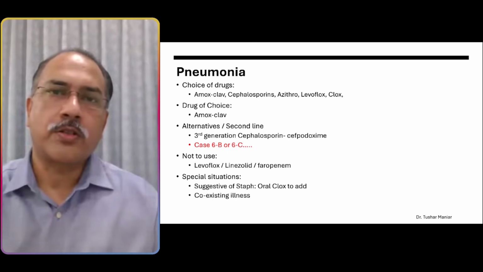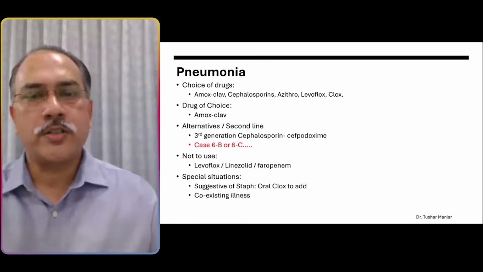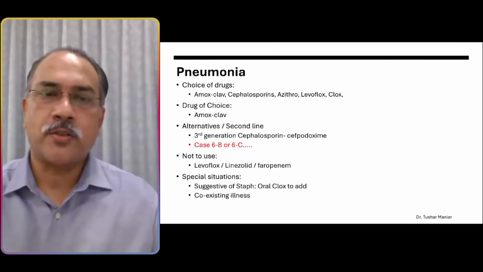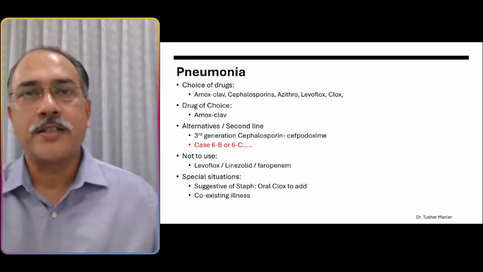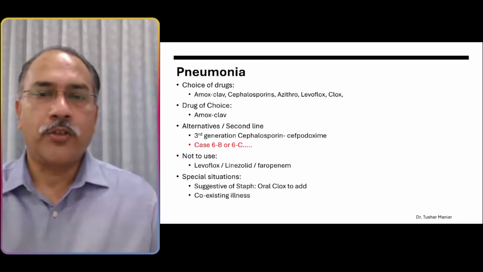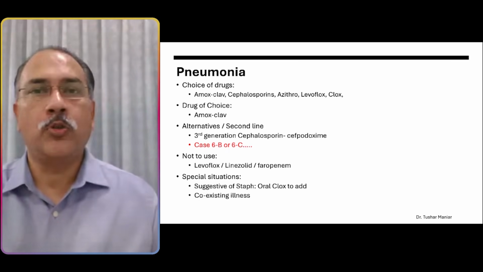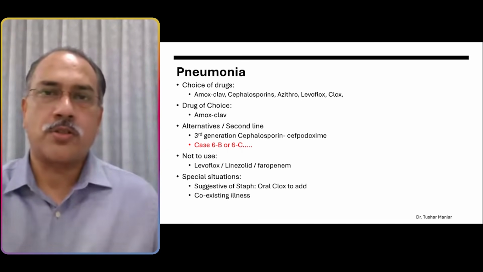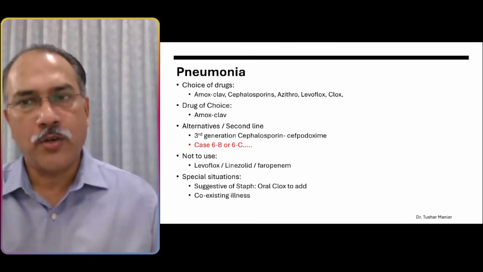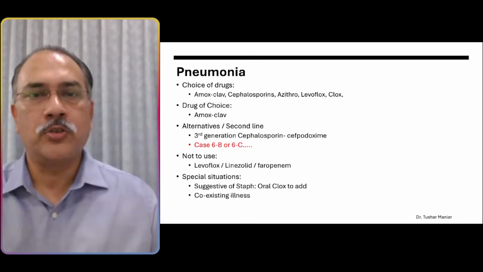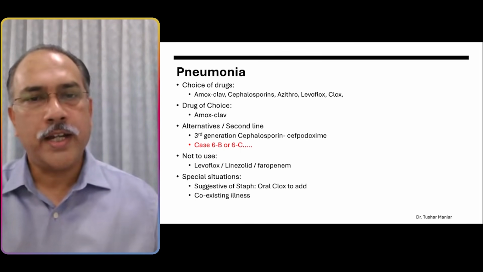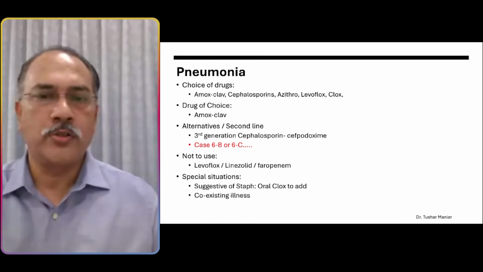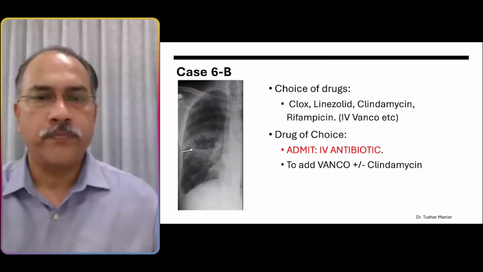So what are the special situations? Now, if you thought that the child was not so toxic or not willing to admit, but you are thinking in terms of staph, the counts are very high, the CRP is going haywire, and you are worried about it, then you will add oral cloxacillin. Fortunately, this lovely drug, which was not available for so long, is now again available as a standalone cloxacillin syrup. So you can add it along with amoxicillin, or you can use it along with any other drug.